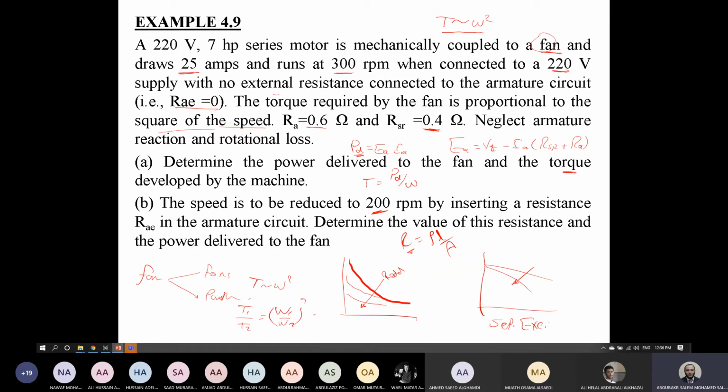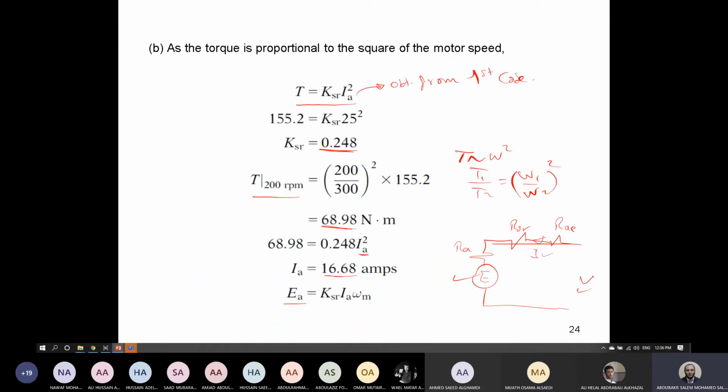Regarding the values now, we have many things. Firstly, the current will be changed. Is it right or not? The current has to be changed because we added resistance. And the torque also will be changed because the speed is changed, and for the fan load, torque is proportional to the square of fan speed.